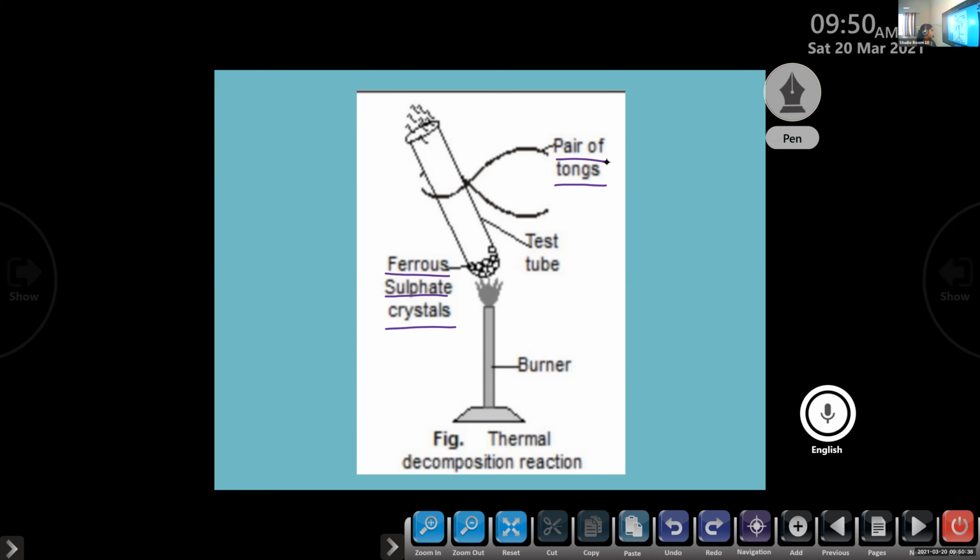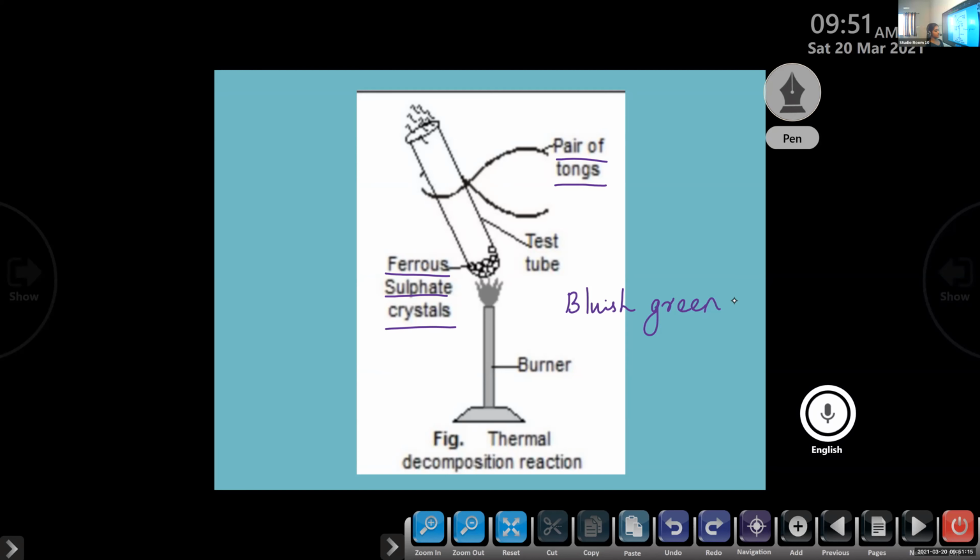And after some time, what happens? Do you have any guess? Do you know the color of these ferrous sulfate crystals? Yes or no? Okay, it is bluish green. I will show you the image later. So we take about 2 grams of ferrous sulfate crystals in a boiling tube and just heat it using a burner.